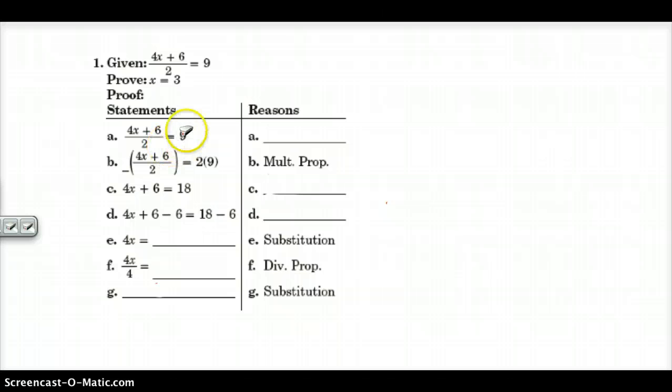Well, the first thing you would do is write down what you were given, and how did you know that you had that? You would say, well, my algebra teacher gave that to me. So that would be given. The next thing you would decide is you would want to get rid of the 2 on the bottom, so you're going to multiply by 2 on each side. So that's the multiplication property. From there, the 2's cancel, and you would have 4x plus 6, and 2 times 9 is 18. The 2 and the 9 are being multiplied, and 18 is taking its place. So that would be a substitution.